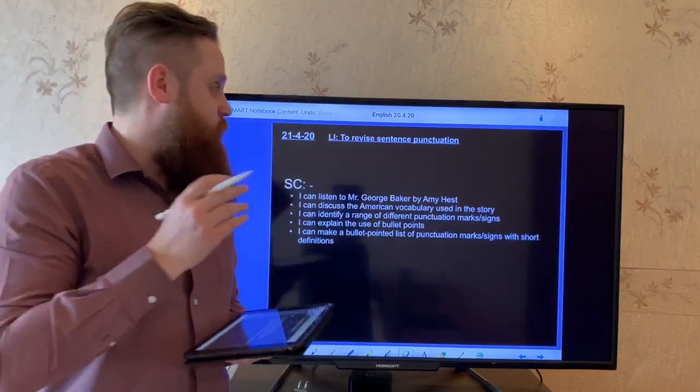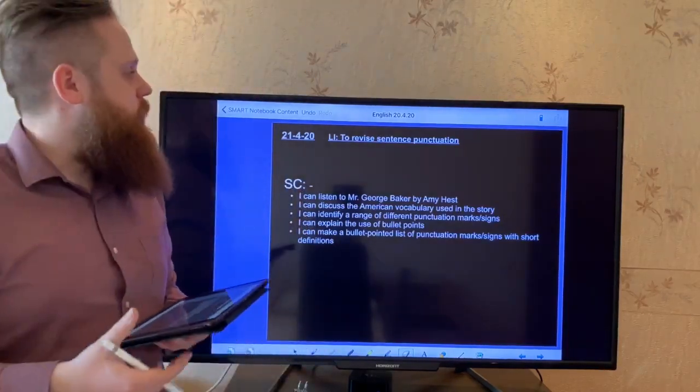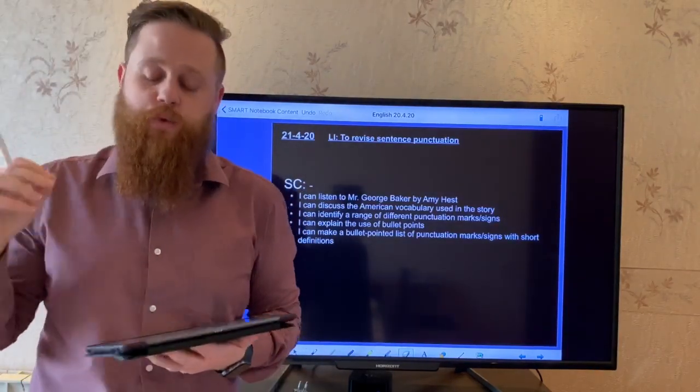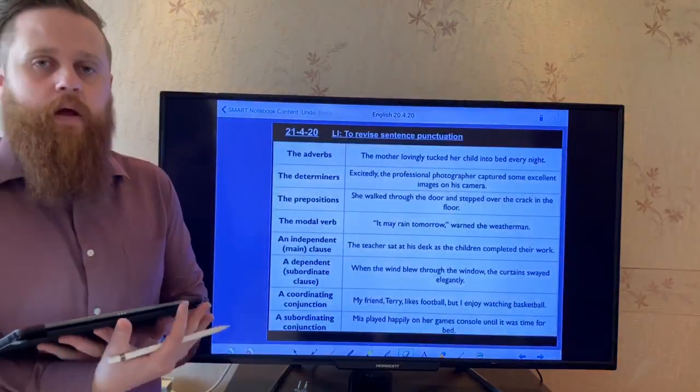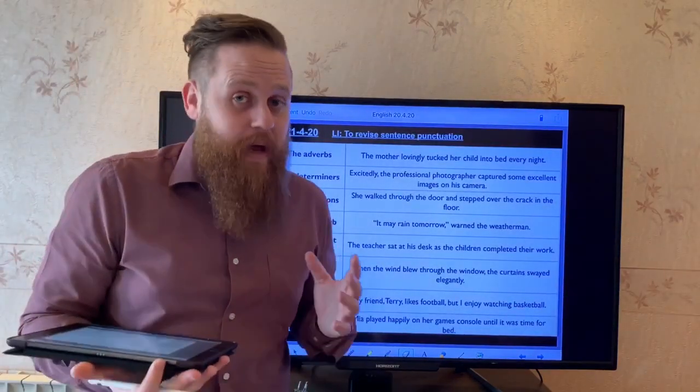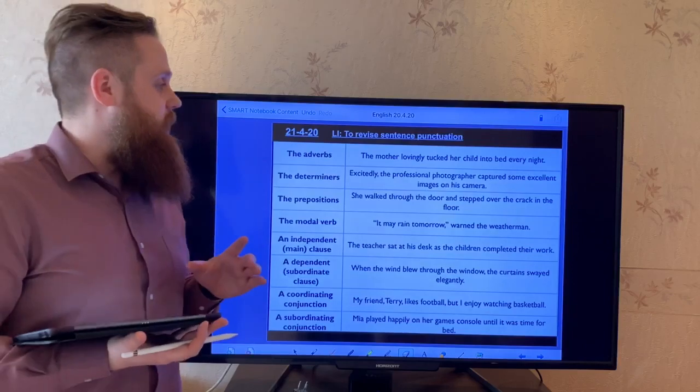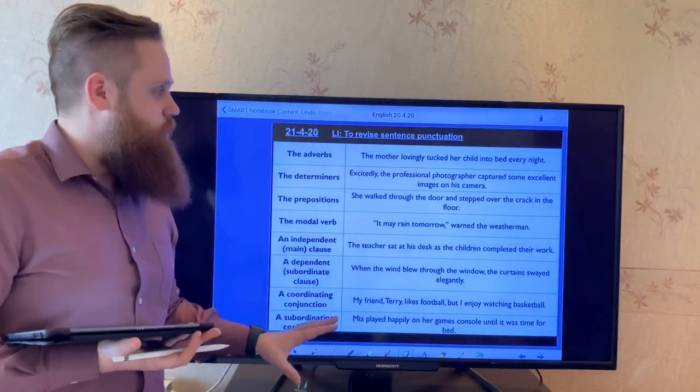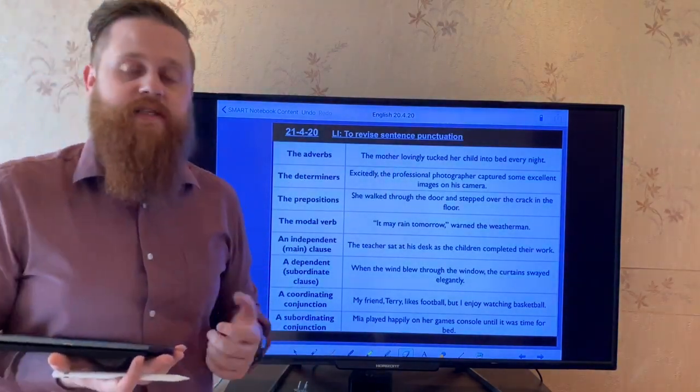It is Tuesday the 21st of April today and we're going to be looking at revising our sentence punctuation. Now then, as we get started, as we do every day, you have got a SPAG starter here, okay? There are different terms here and the sentences that you need to find them in.